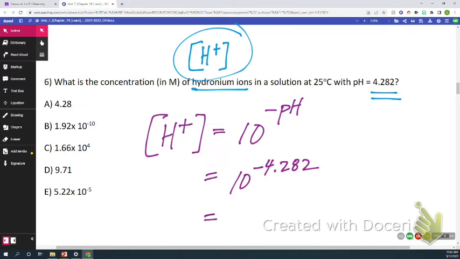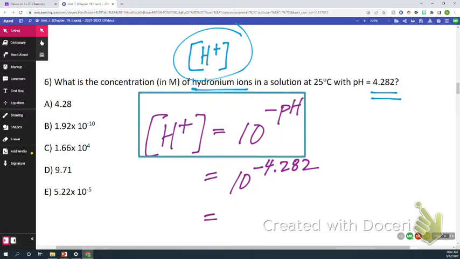Right? This was the equation, right? This was the equation. And you plug in 10 to the negative 4.282. And my calculator gives me 0.000052239. Now that we did the whole thing of the, you know how we did scientific notation last time? Can you figure out what answer choice this might be referring to? A, B, C, or D, or E?